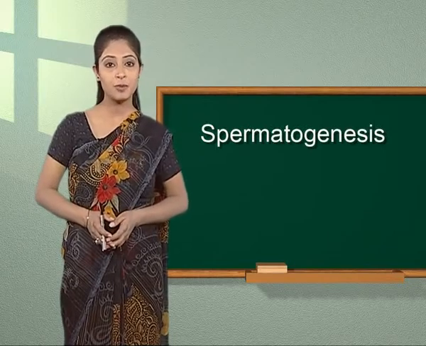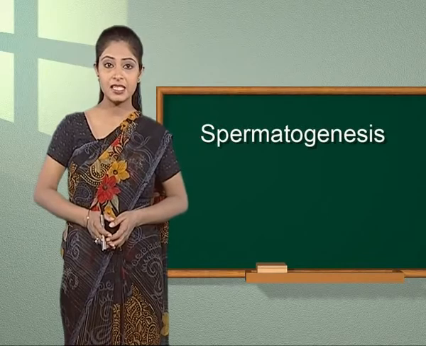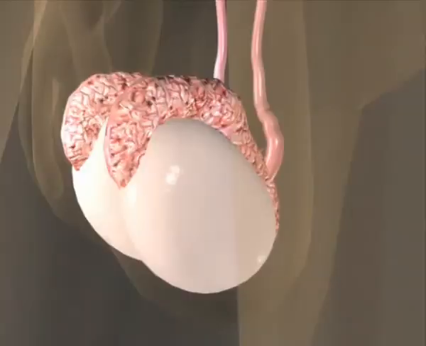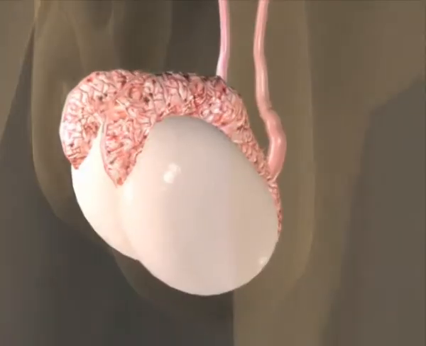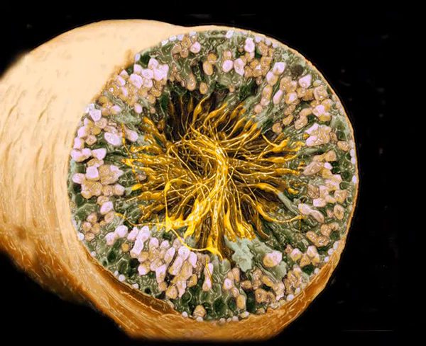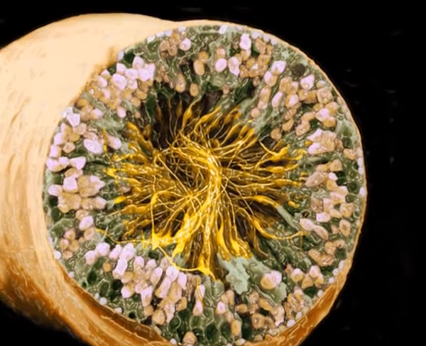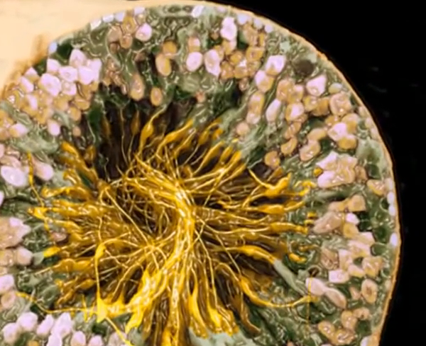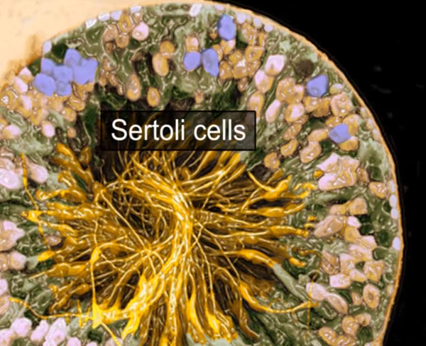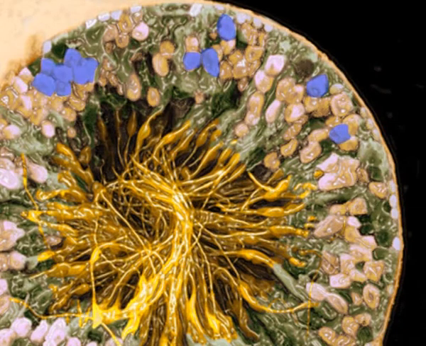Let us see how sperms are produced from spermatogonia, meaning male germ cells or primordial germ cells. If we see a sectional view of this testis, where seminiferous tubules are compactly arranged, two types of cells are visible: primordial germ cells or male germ cells, and a mass of supporting cells known as Sertoli cells. Sertoli cells provide nutrition to developing sperms.